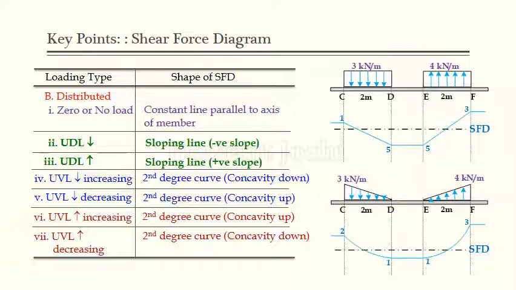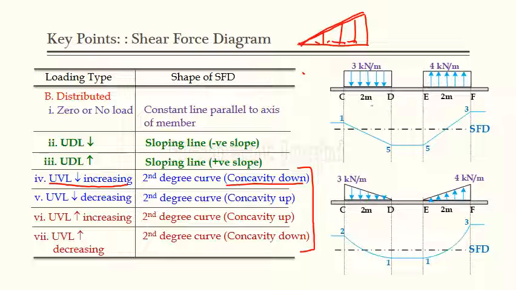So the concept is, whenever UVL is acting on a beam, the shear force diagram is a second degree curve, a parabolic curve. The only point to understand is, for that parabolic curve, whether I should draw the concavity upward or the concavity downward. And for that, this simple format we have to remember. UVL downward increasing, something like this. This is a UVL increasing, right? Increasing UVL and downward. In that case, the second degree curve with concavity down we have to plot. So if I want to join these 2 points, then it should be like this. So here is the concavity down.